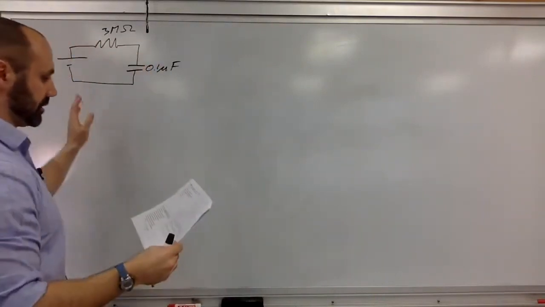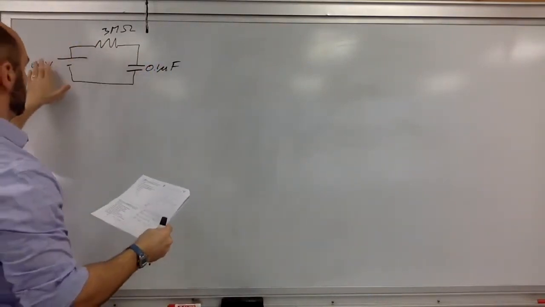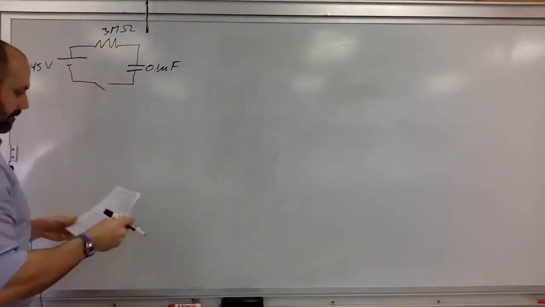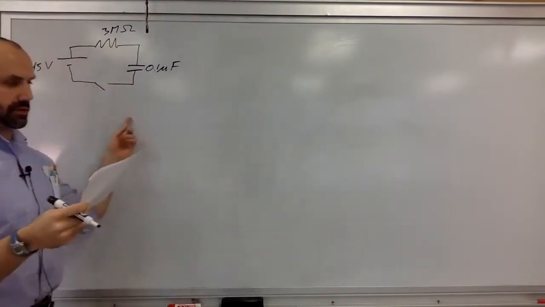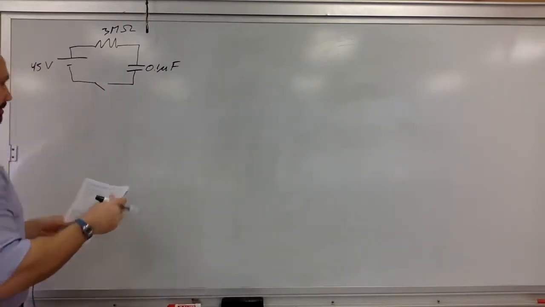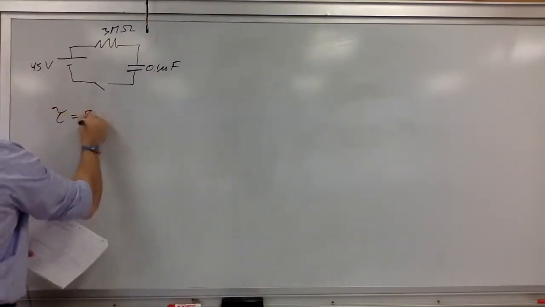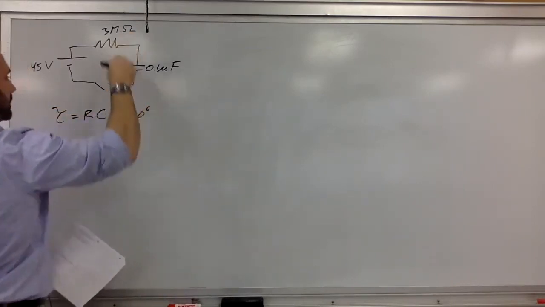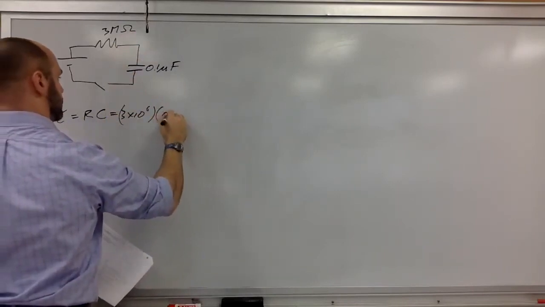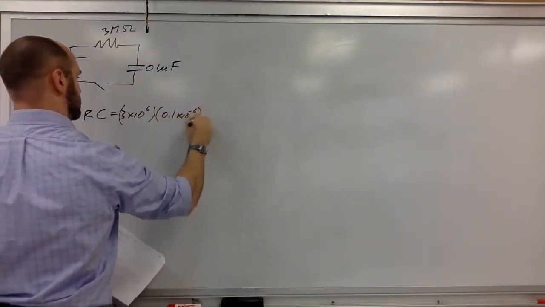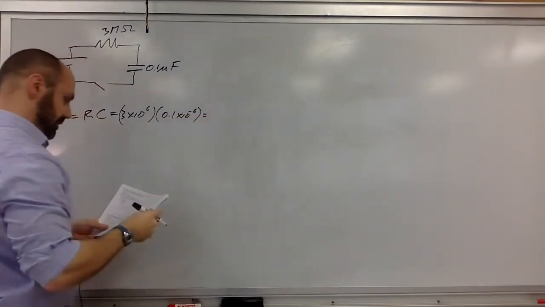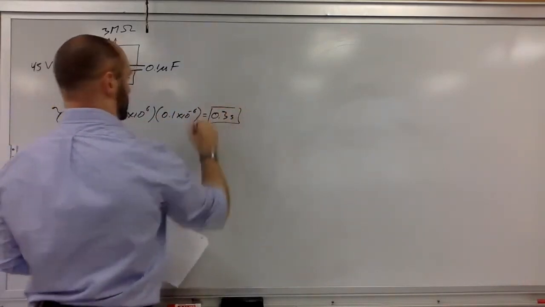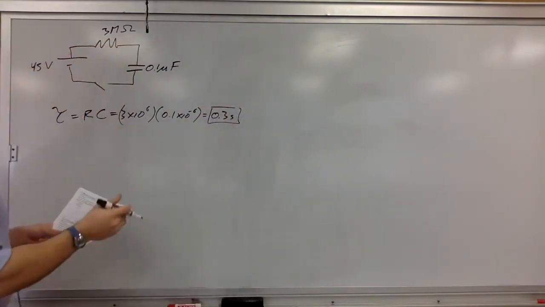So here we've got this capacitor, it's uncharged, and we've got a switch here. That's the switch. So the first thing is to draw the circuit and calculate the time constant. Tau equals RC, so that's 3 times 10 to the 6th, 3 megaohms, times 0.1 times 10 to the negative 6. This gives me 0.3 seconds. Okay, so that's the time constant.